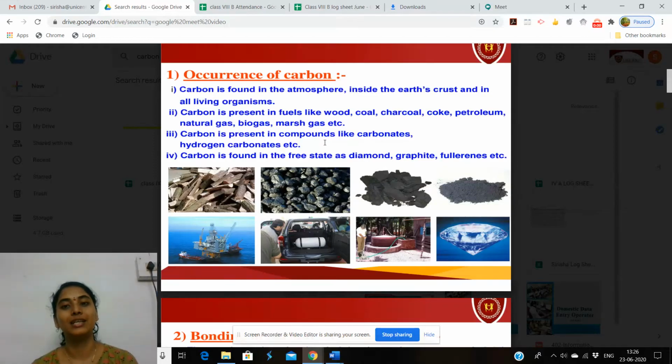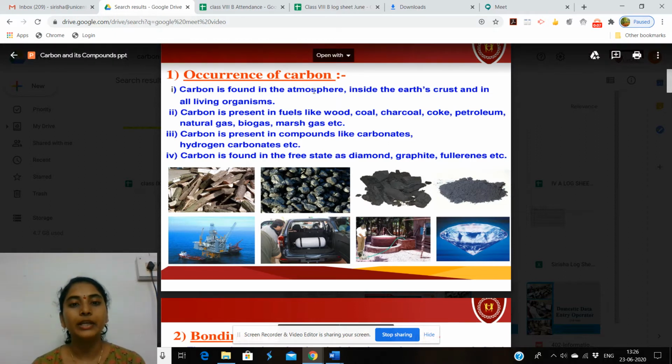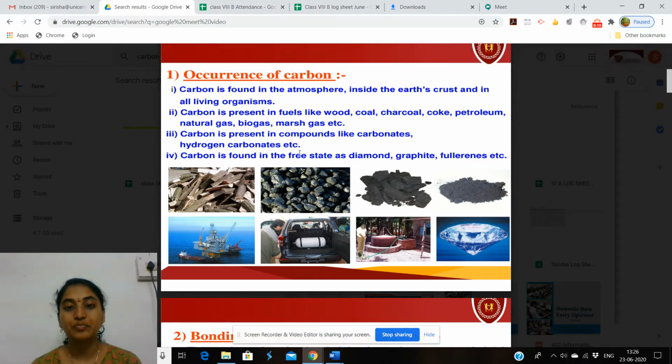And its physical nature, as well as its availability and covalent compounds. Carbon is found in the atmosphere, inside the Earth's crust, and also in all living organisms. Carbon is present in fuels like wood, coal, charcoal, coke, petroleum, natural gas, diamond, marsh gas, etc.